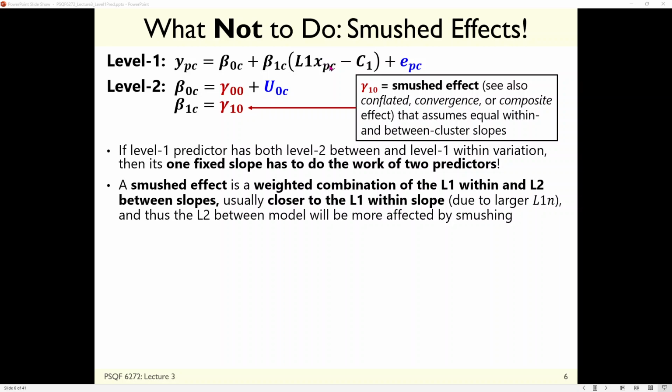Nevertheless, you are giving both halves of that variable essentially one slope instead of 2. That's the problem. So I call this a smushed effect because, again, it feels very descriptive. Conflated is the next best choice, in my opinion. I like that one. That's Chris Preacher's word. I'm not sure if he invented it or just popularized it.